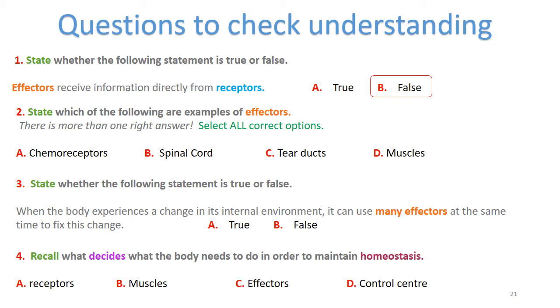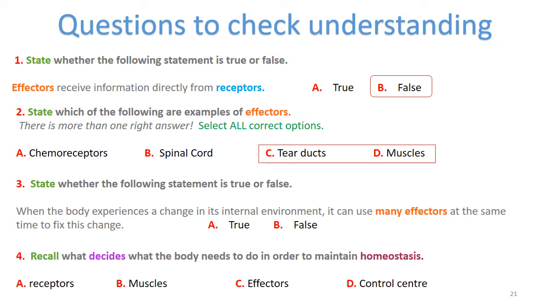Question 2. State which of the following are examples of effectors. There is more than one right answer. Select all the correct options. And the answer is tear ducts and muscles.